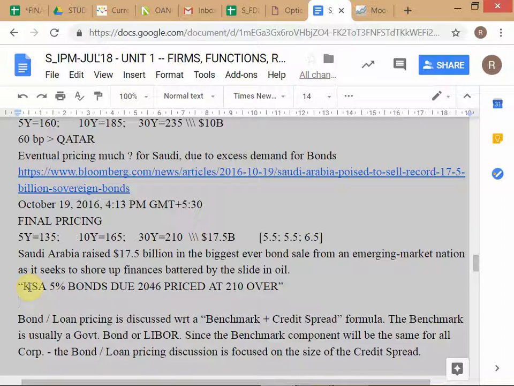Okay, they're reporting on the issue completed. So priced at 210 over means this has been the final price based on the interaction of demand and supply. So 210 above Treasuries, which means you have to work out the date and the increased size of the offering.